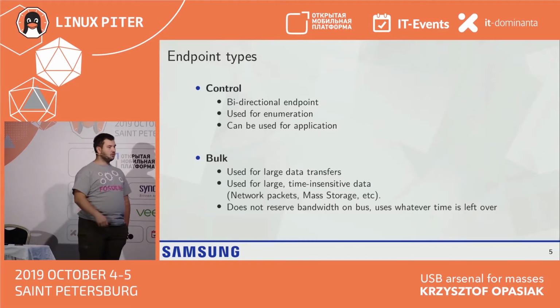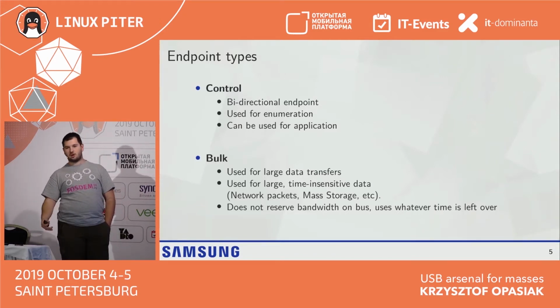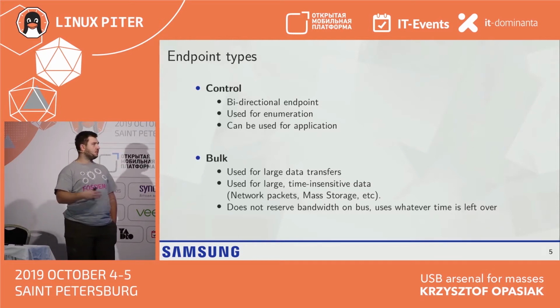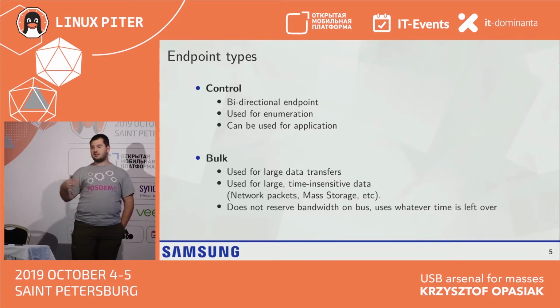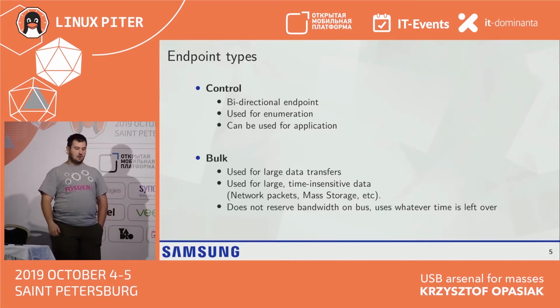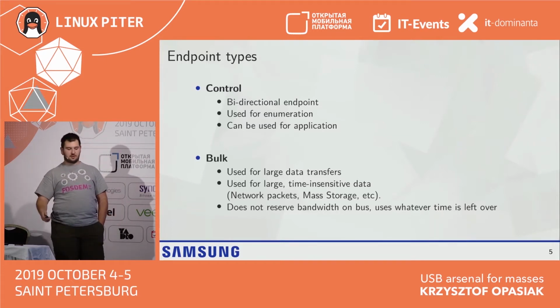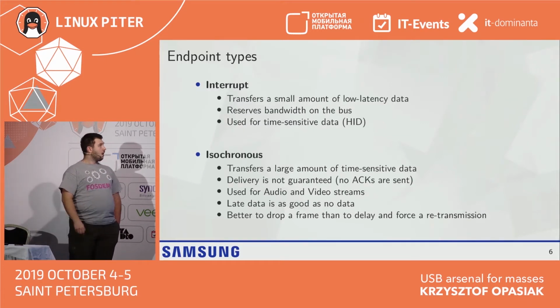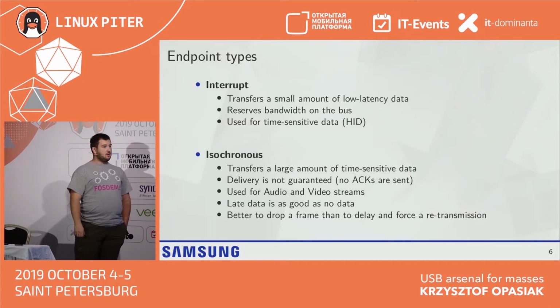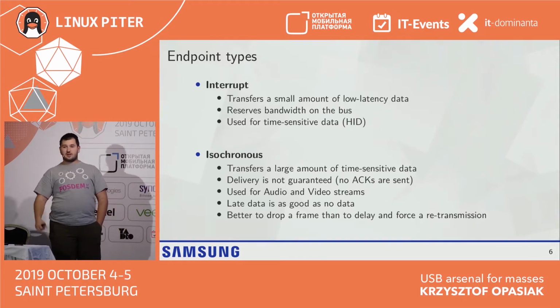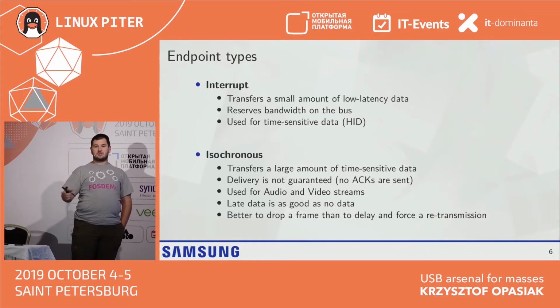The next one is bulk. This is the one which is the most popular. All the smartphones that you have in your pockets, all the mass storage devices use the bulk transfer. It is used to transfer a large amount of time-insensitive data, so it can be used for transferring network packets, mass storage, and stuff like that. The next one is interrupt. Interrupt is used to transfer a small amount of data which is time-sensitive.